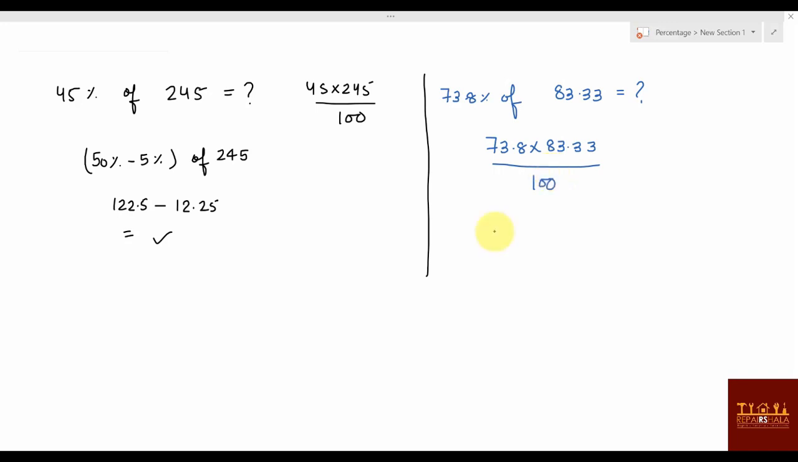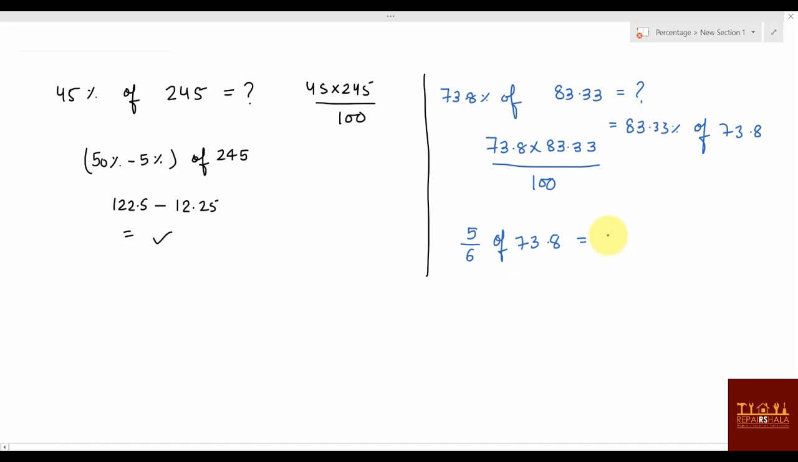So what is this value 83.33 actually? It is the value 5 by 6. So what you can say is, I'm writing 83.33% of 73.8. Now what you can say is 5 by 6 of 73.8.